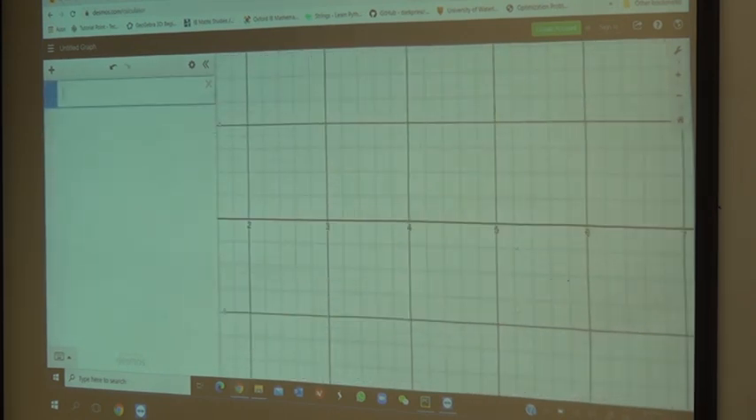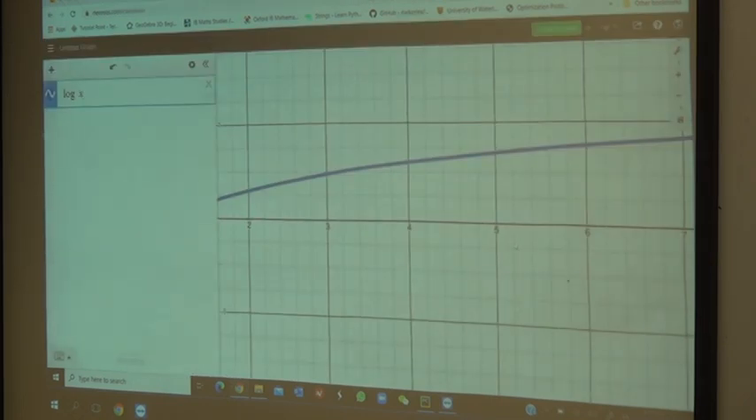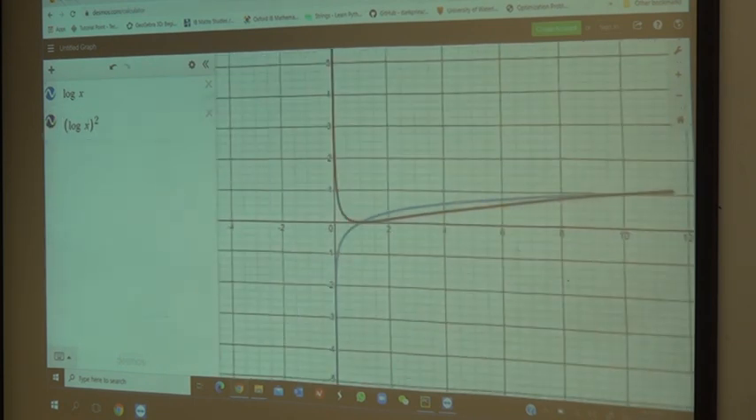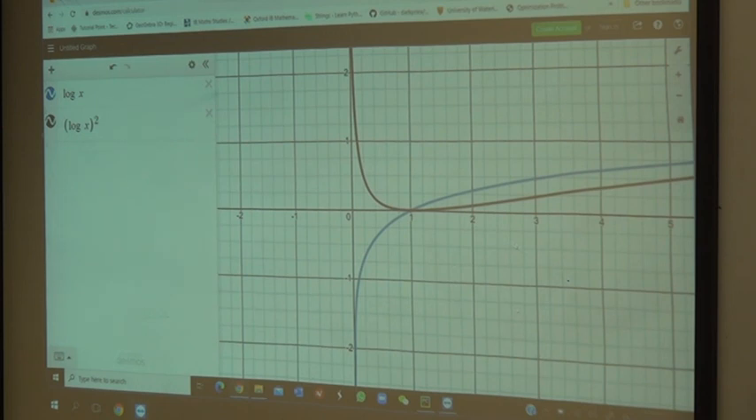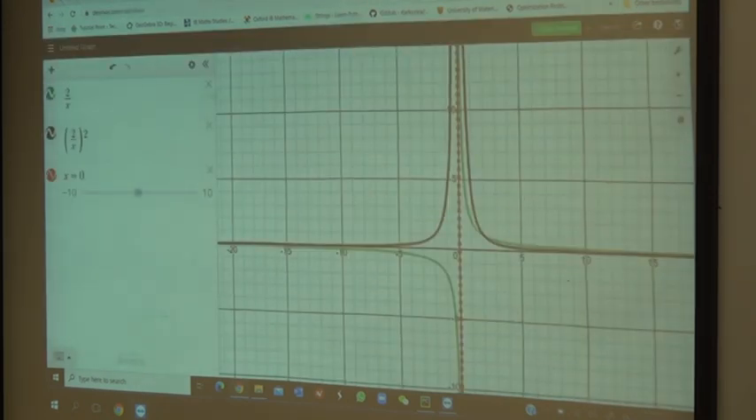So the last one is the logarithmic function, log x. Okay, log of x. And log of x all squared. Come on, close the brackets. Okay, something like that. So let's see. Ooh, nice.